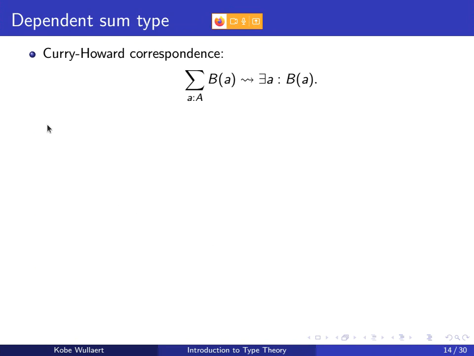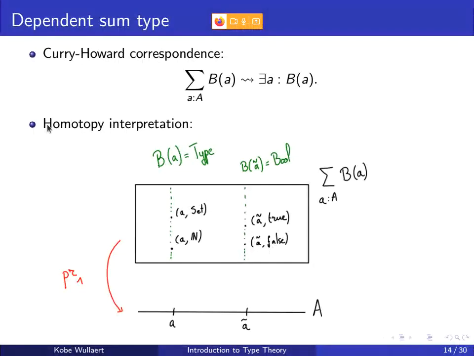And so for the Curry-Howard correspondence, how to think of the dependent sum type? Well, if you think of B of A as some kind of proposition, then it means precisely that there exists such an A such that B of A holds, because if you think of a term in this dependent sum type as some kind of pair, the first function you get is A. And for the homotopy interpretation, it looks like the total space of this fibration B.